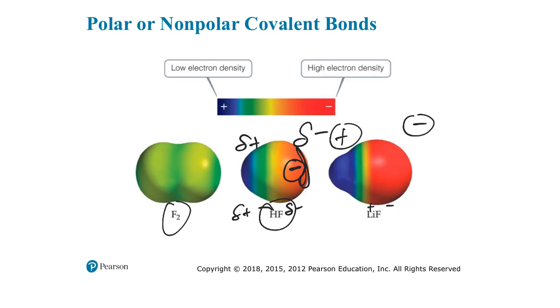Now the difference here from chapter 7 is that the ionization energy of H is a lot higher than lithium. Lithium's ionization energy is only about 500 kJ per mole. Hydrogen's is over 1300. So hydrogen doesn't give that electron up as easily as lithium. So lithium goes full plus, fluoride goes full minus, and LiF is the ionic compound.